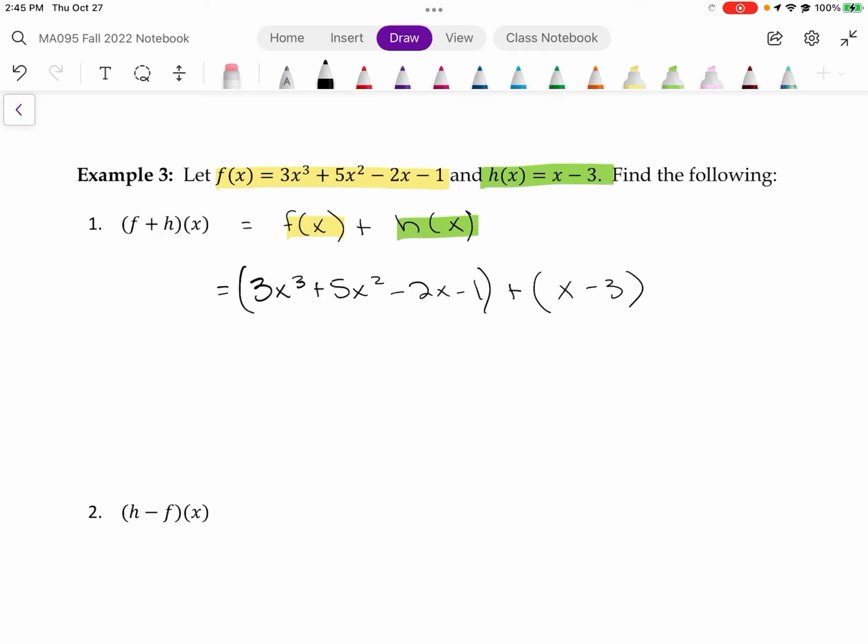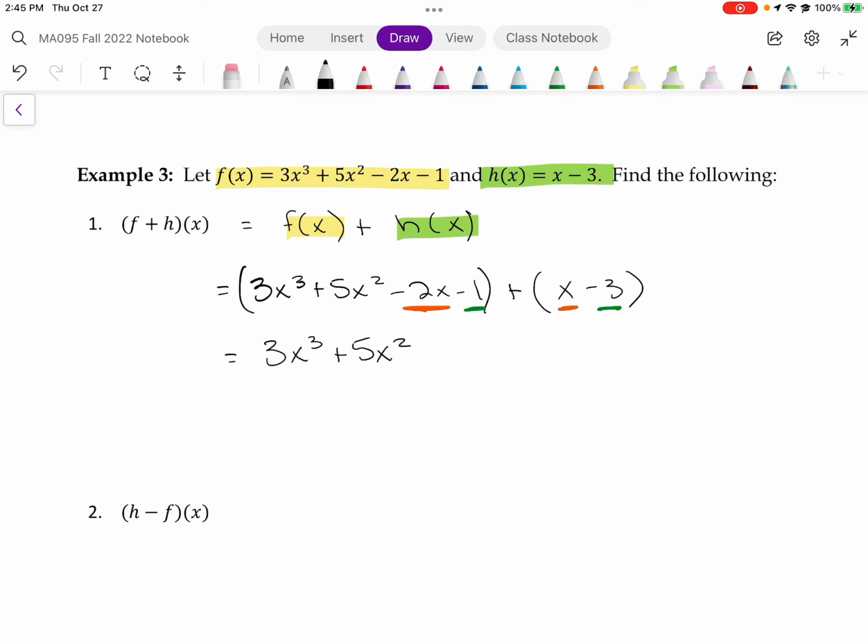Okay, so now we're just going to find the like terms and combine them. I've got an x term here, so I'm going to go find my other x term here. I've got a constant term here and another constant term here. The other two don't have anything to combine with, so I'm just going to rewrite them. 3x cubed plus 5x squared.